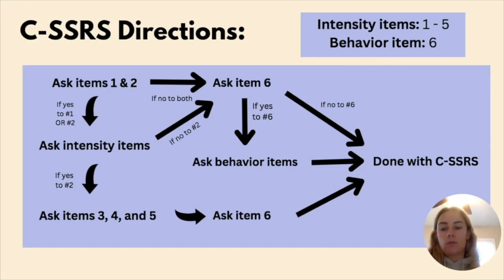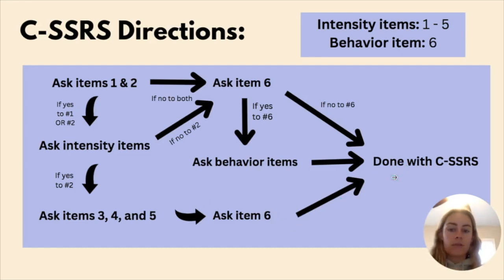So the next would be ask items 1 and 2. If yes to 1 or 2, then we ask the intensity items. If yes to number 2, ask items 3, 4, and 5, and then ask item 6, and then you would be completed with the CSSRS. Coming back here for the next option, you ask the intensity items, and if no to number 2, you can skip over 3, 4, and 5 and just ask item 6. And then, like we said before, if yes, then you must go through the behavior items. If no, you are done with the CSSRS. If you ask items 3, 4, and 5, you must ask item 6 every single time. And then once that is completed, you are done with the CSSRS.